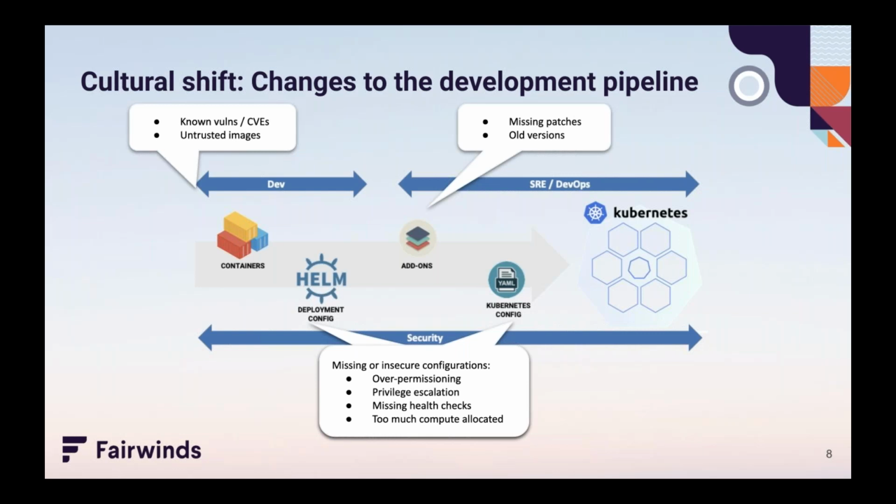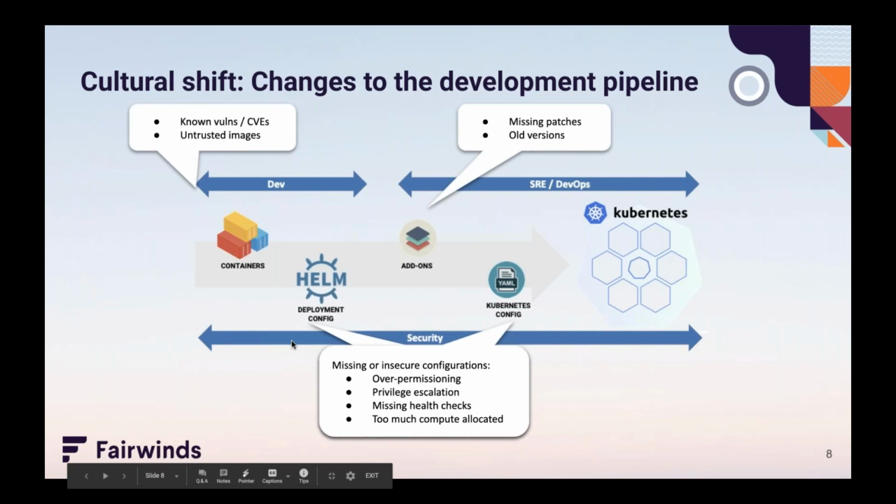When it comes to container technology, known vulnerabilities or CVEs, or untrusted images, are really key considerations that development teams need to have when they're building those containers. We don't want organizations to introduce new risk, and being able to inspect those containers for those types of issues is really important. The second area is really around configuration.